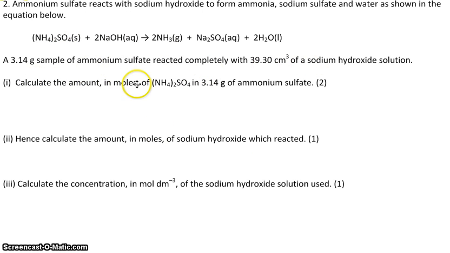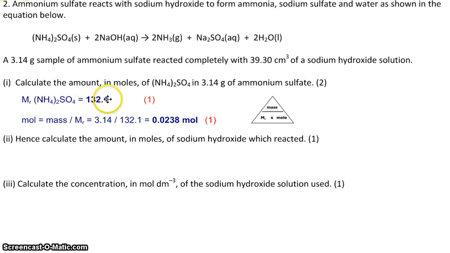The first part of the question says calculate the amount in moles in this 3.14 grams of ammonium sulfate. So you get 1 mark for calculating the Mr of ammonium sulfate and 1 mark for recognising the relationship is moles equals mass over Mr again. Plug in the 3.14 and the 132.1 and you get 0.0238 moles.